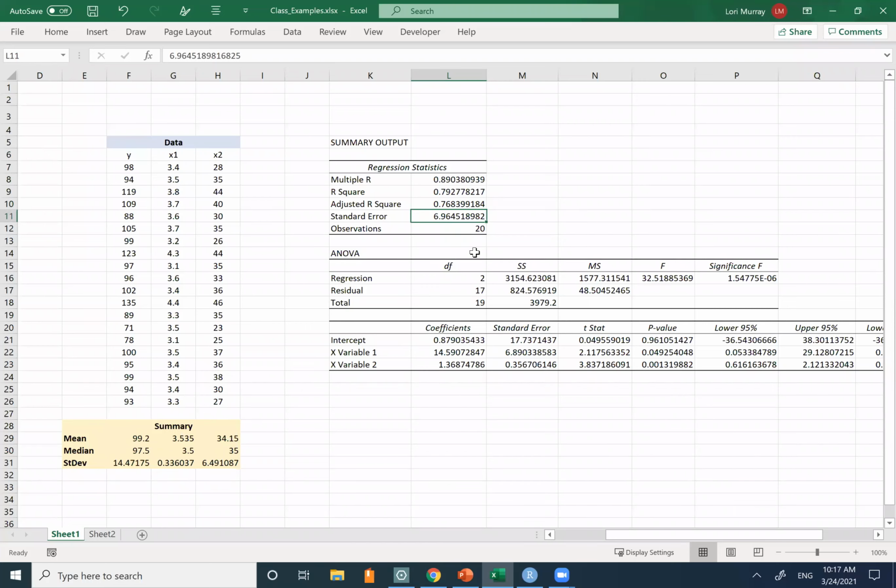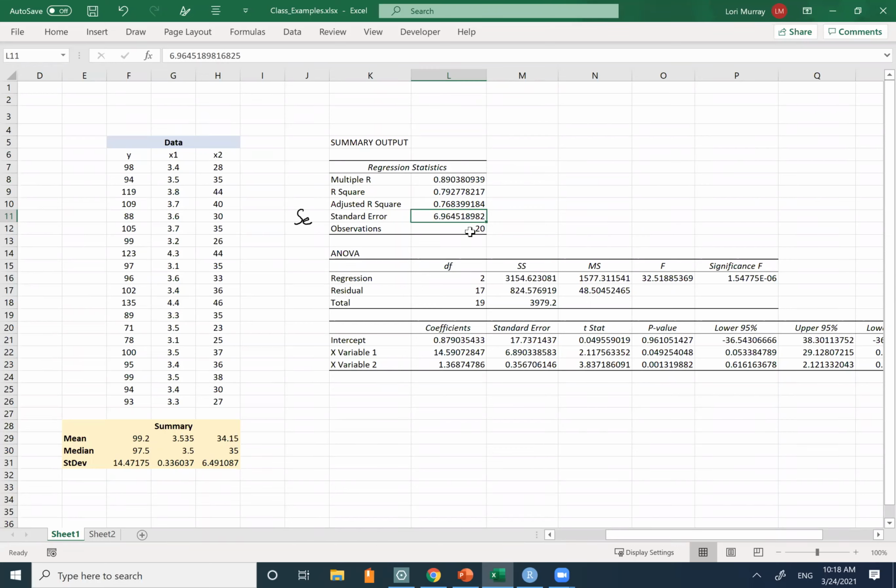This value here is the standard error of the estimate. So that little SE, you know, the little SE. So it's the standard error of the estimate for the full model.